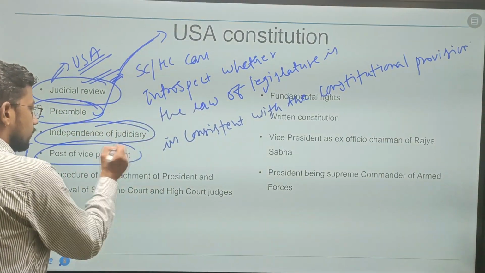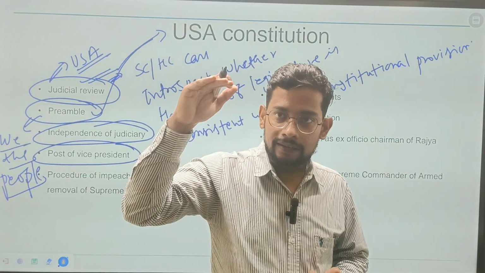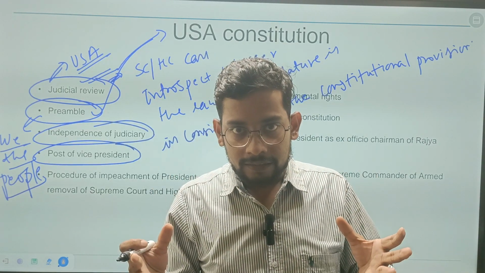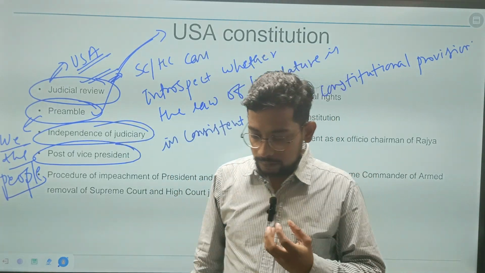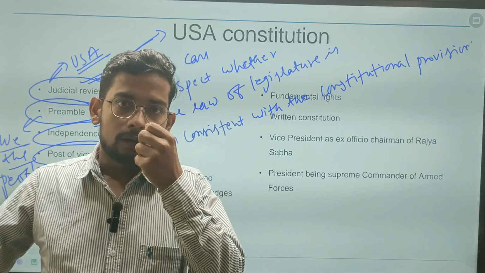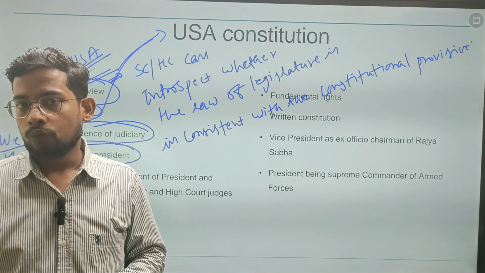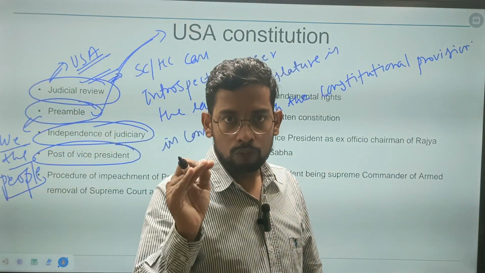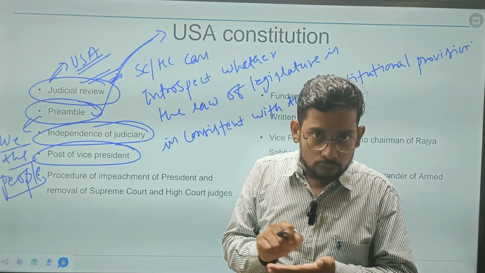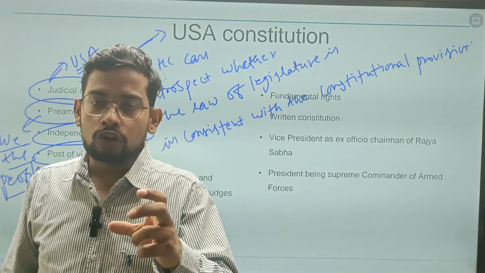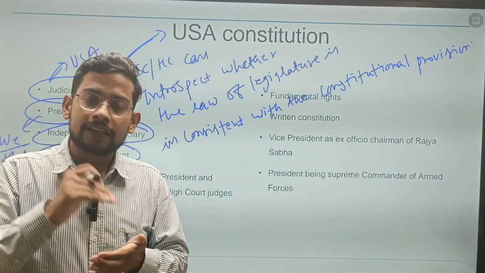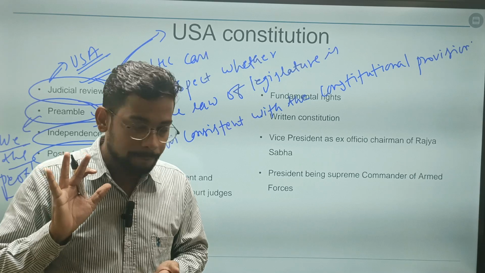Then the post of vice president. In USA, there is a president, and under him there is a vice president. For example, if you see the present president Donald Trump, under him there is a vice president. Similarly, in India also, we have a president, Draupadi Murmu, under whom there is a vice president known as Jagdeep Dhankar. So this nature of president and vice president we have taken from the Constitution of USA.